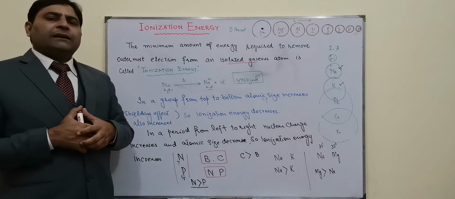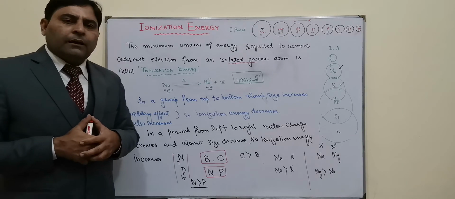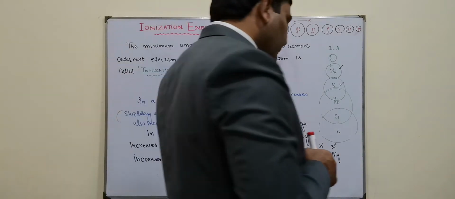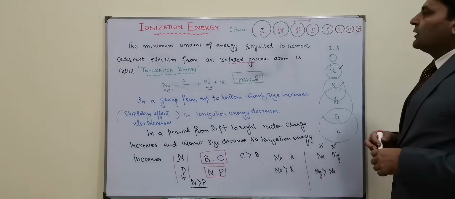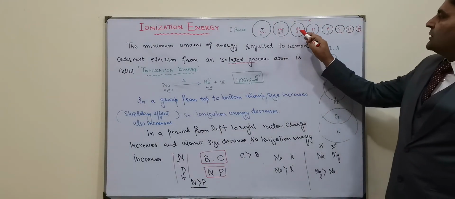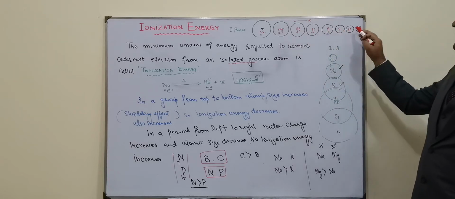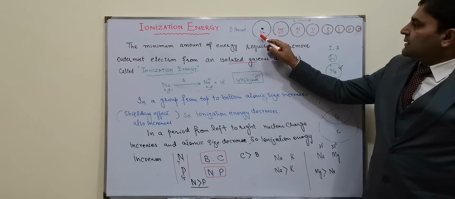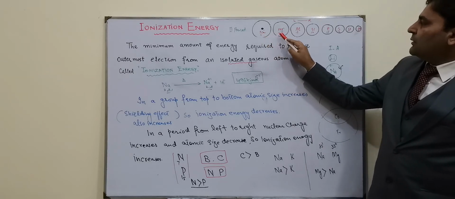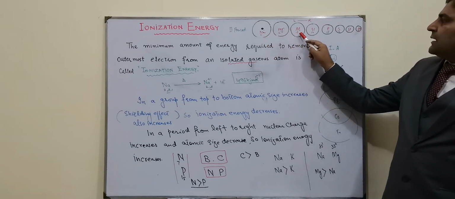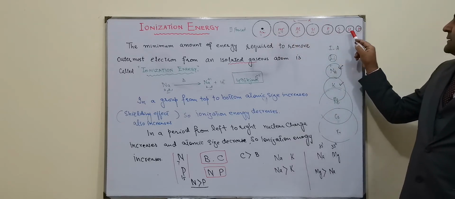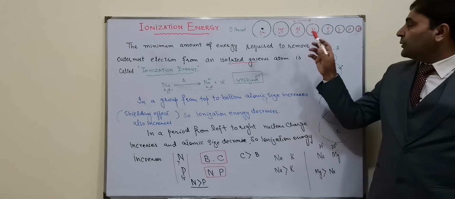What are its trends in a group or in a period? How does ionization energy change? We will see. I have written period 3 elements, in which I will talk about sodium, magnesium, aluminium, silicon, phosphorus, sulfur, chlorine and argon. You'll see there is an increase in proton number from left to right in each element. There are 11, 12, 13, 14, 15, 16, 17 and 18 protons.